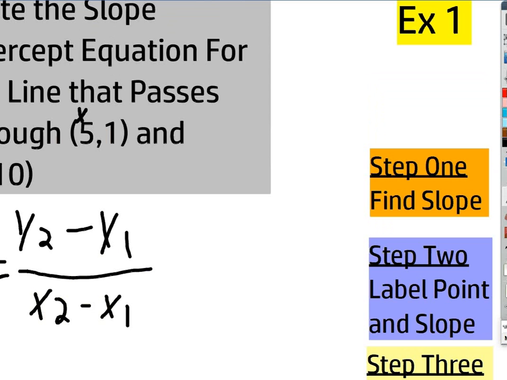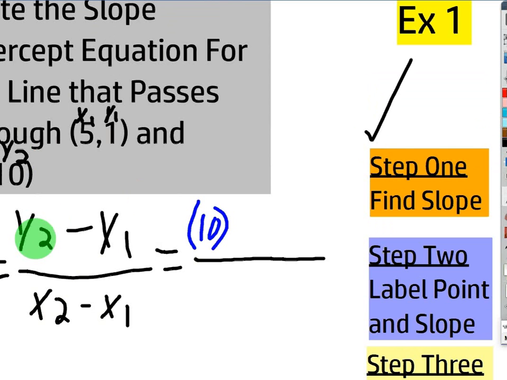I'm going to label my points x1, y1, x2, y2. That way I can easily plug this stuff in. So again, we're doing the first step. We're finding the slope given the points. Okay, so notice that when I label these, y2 is 10, right? So in place of y2, I'm going to put a 10, and remember I told you always put it in parentheses first. y1 is 1, so I'm going to replace y1, not with 10, but with 1. Okay?